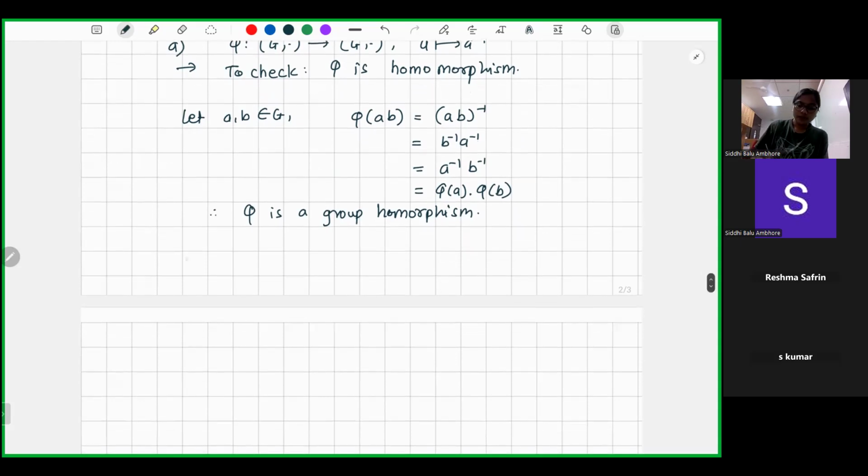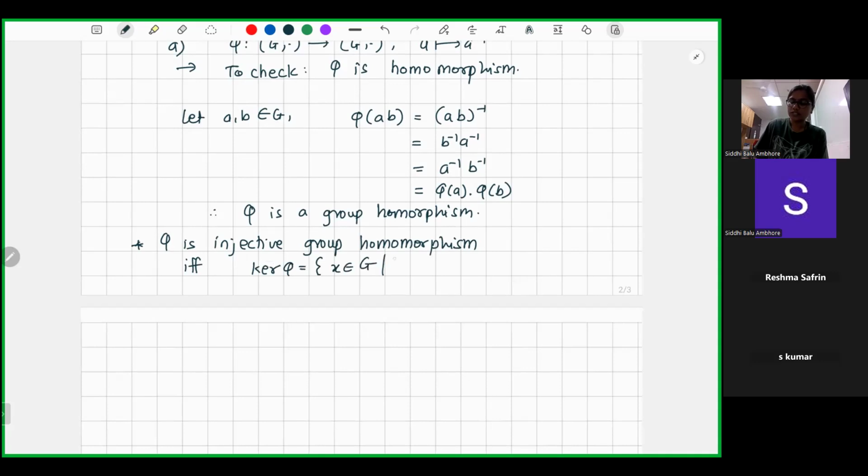So if phi is a group homomorphism, phi is injective if and only if the kernel of phi, that is all those x in G such that phi of x is the identity, is my trivial subgroup. Okay, this is the condition for injectivity.